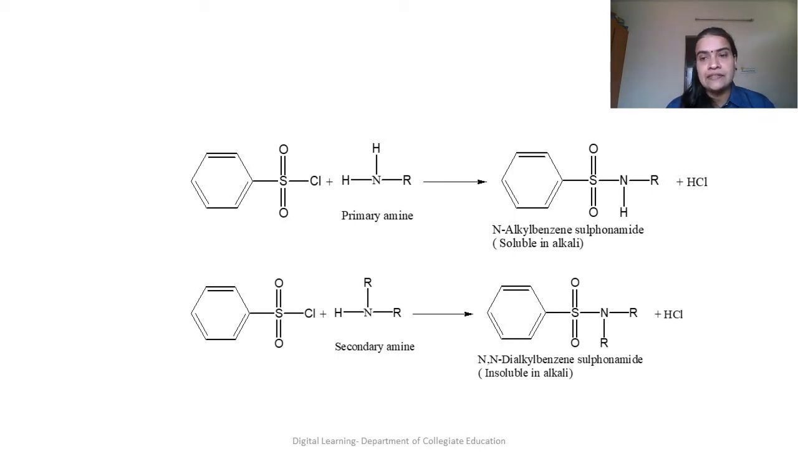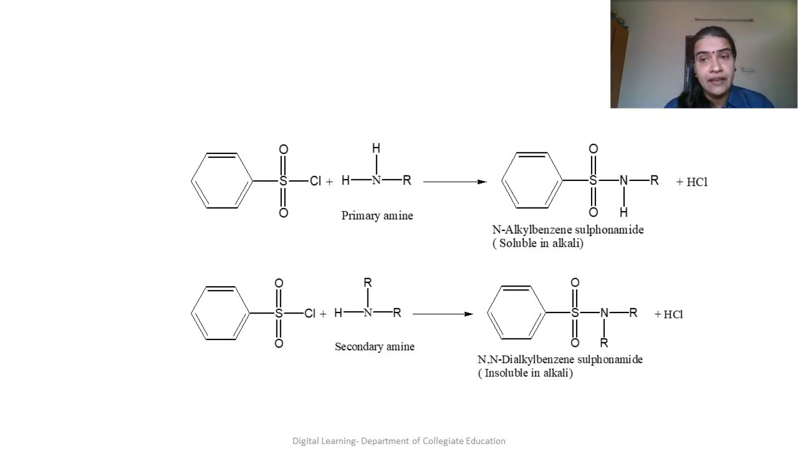In the second case, which is secondary amine, again benzene sulfonyl chloride will react with the secondary amine to form N,N-dialkyl benzene sulfonamide. There is no hydrogen atom left over on nitrogen, so it will be insoluble in alkali. In the tertiary amine itself, there is no hydrogen atom on nitrogen, so it will not react with Hinsberg reagent at all.